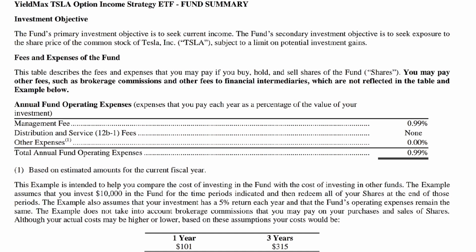In terms of fees for this ETF, it carries a relatively high management fee of 0.99%, and there are no additional distribution fees or expenses.